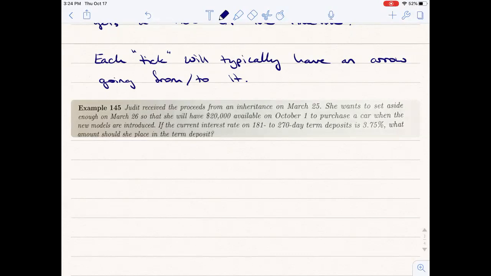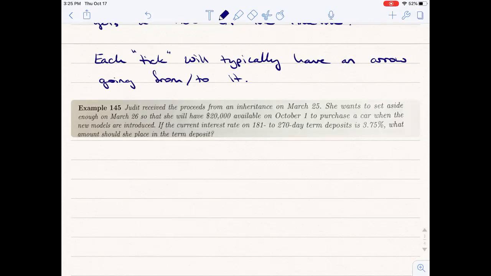If the current interest rate on 180 to 270 day term deposits, that's just a decoy, right? The 180 to 270 days is really just there to check that you get your days between dates right. It should be in that range. Term deposits is 3.75%. What amount should she place in the term deposit?